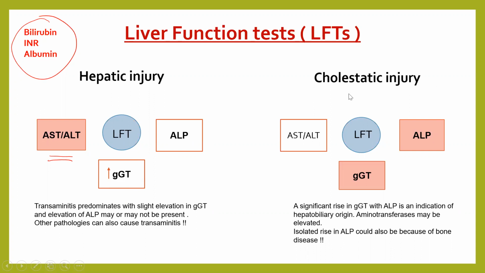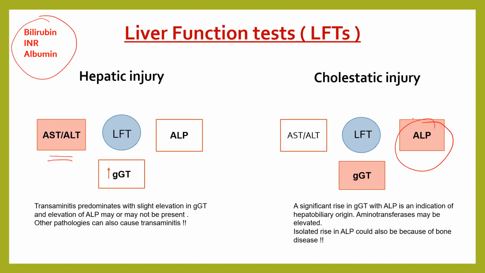In the case of cholestatic injury, we have a predominant elevation in ALP and a predominant elevation in GGT. And elevations of AST and ALT may or may not be present depending upon how intensive the injury to the hepatocytes is. So it's also important to remember that ALP is not very specific to cholestatic injury because it is also elevated in some of the bone diseases.